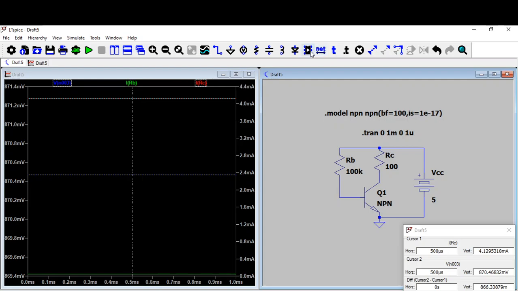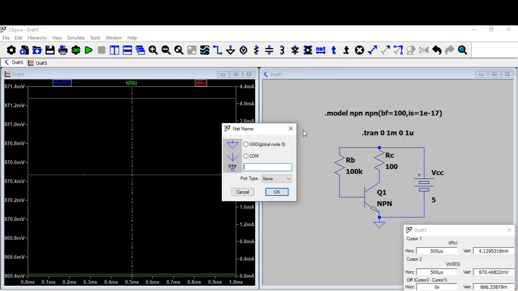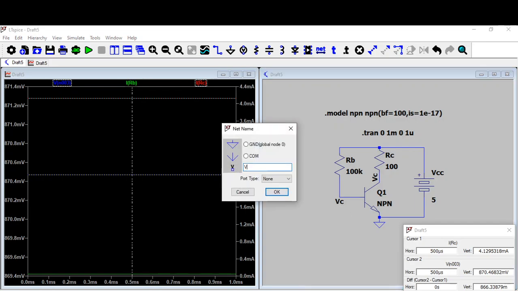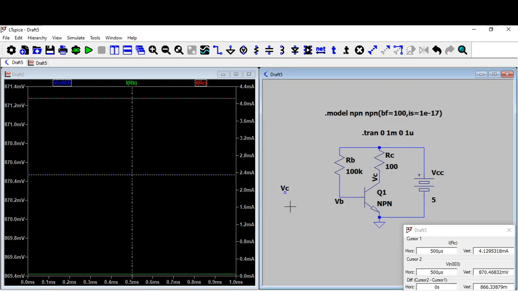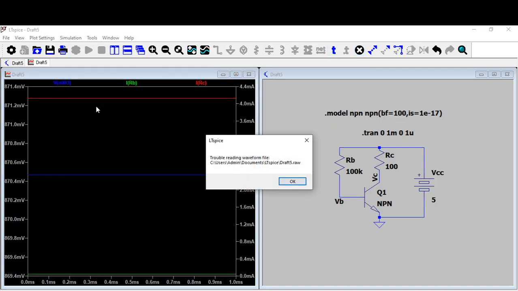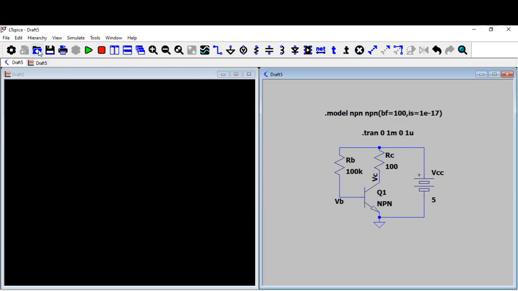So how do I label? Go to this label net. I'll say it as VC. This is VC here. You can name this as VB. I can name it as VB. This I can delete. For deleting, take this scissor and cut. Now if you run again, let me just delete this. I want to see the voltages here.